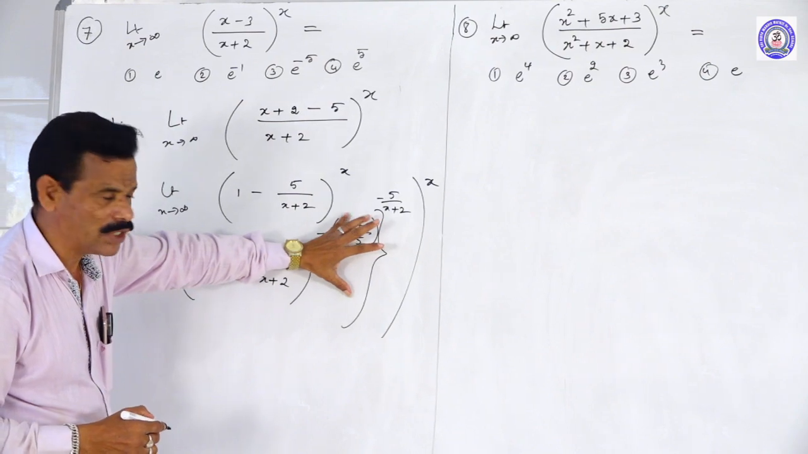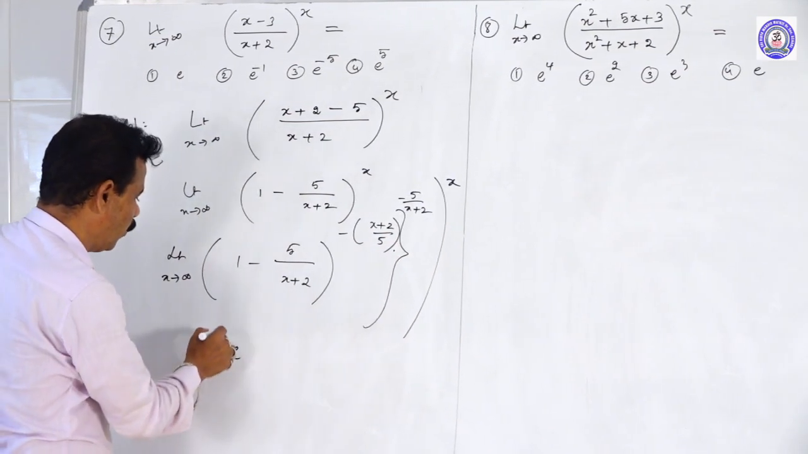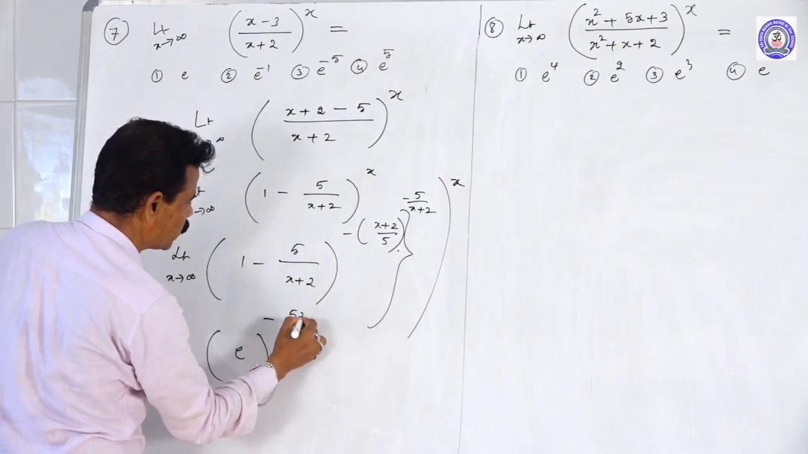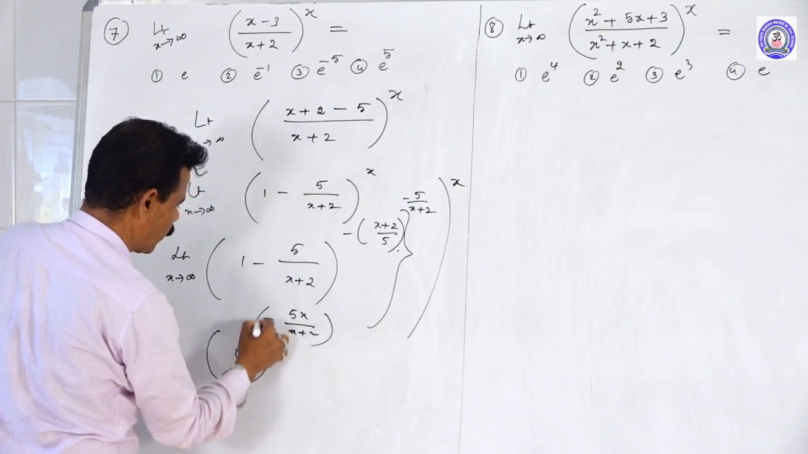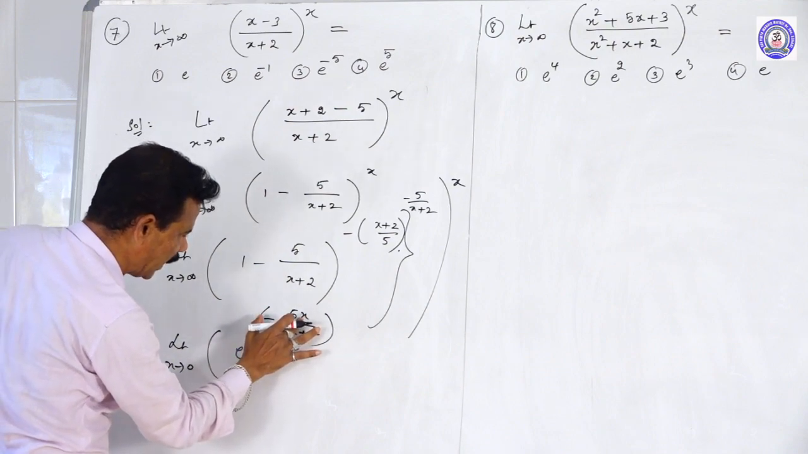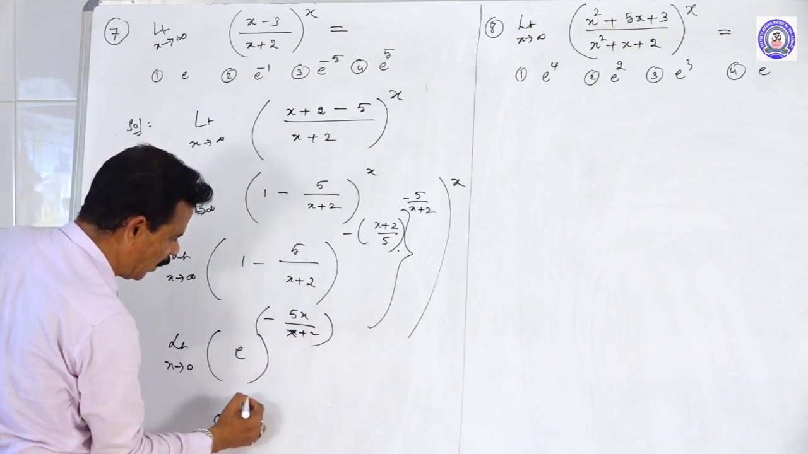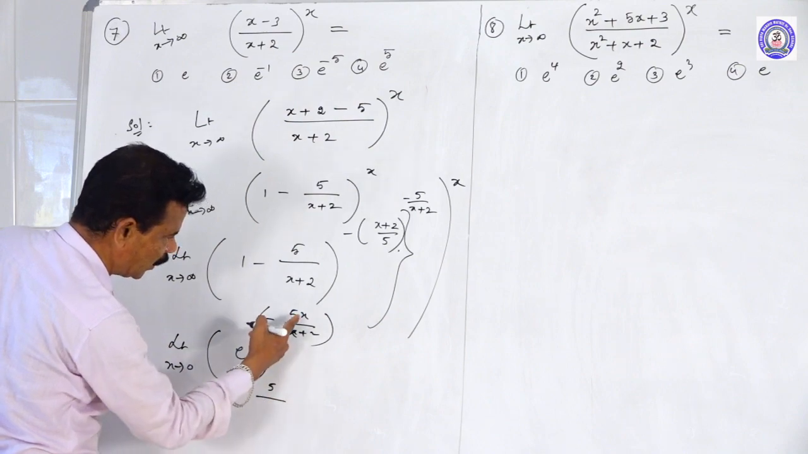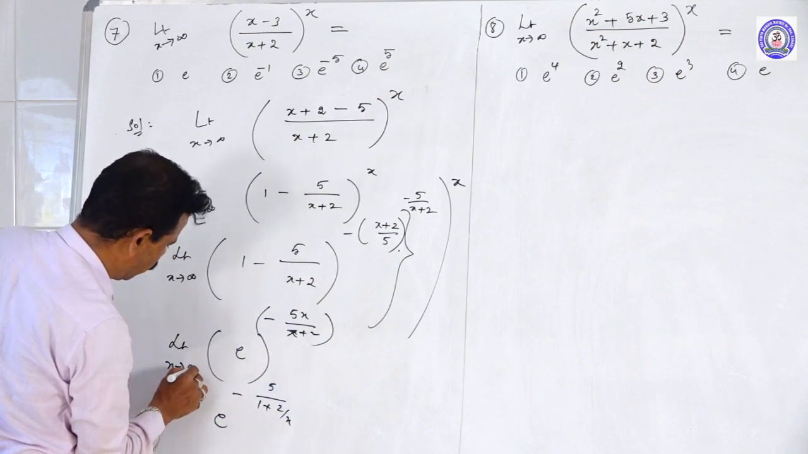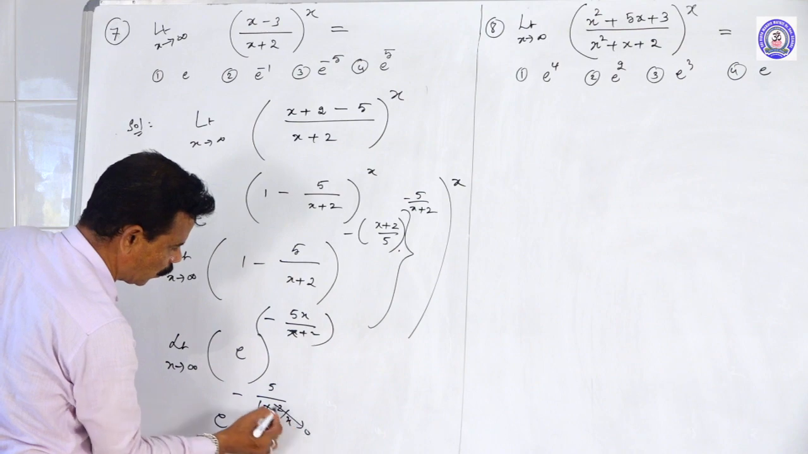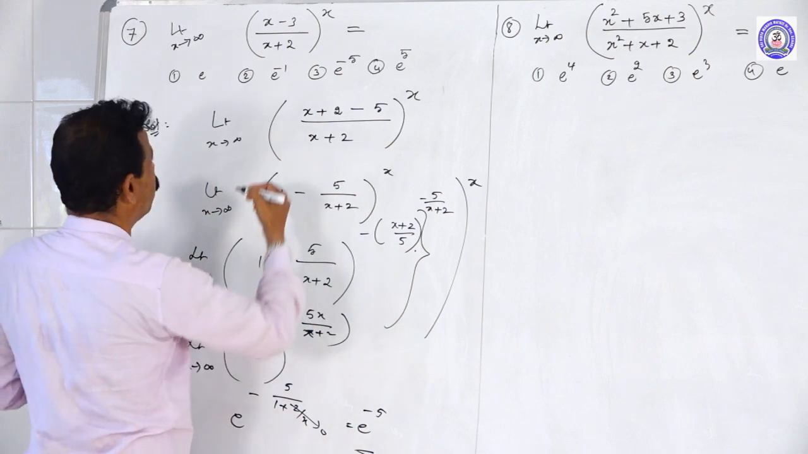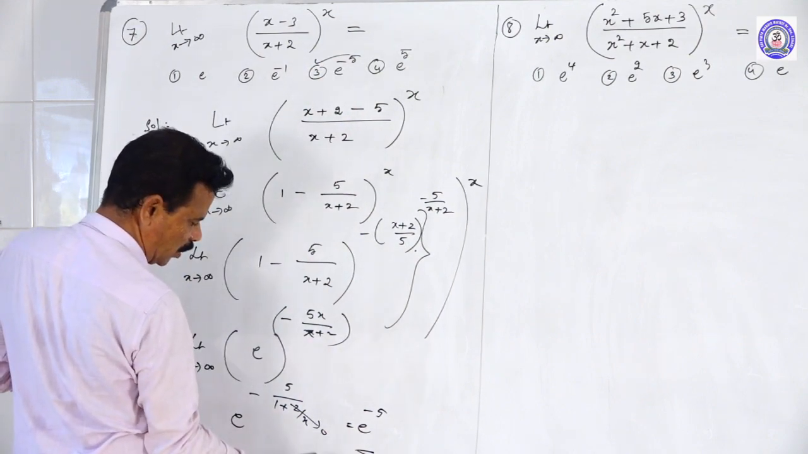This total value is e, according to the formula, e power of this, minus 5x by (x plus 2), limit x tends to infinity. Dividing numerator and denominator by x, it is minus 5 by (1 plus 2 by x). As x tends to infinity, 2 by infinity goes to 0. So minus 5 by 1, that is e power of minus 5. The value is e power of minus 5, the third option is the right answer.